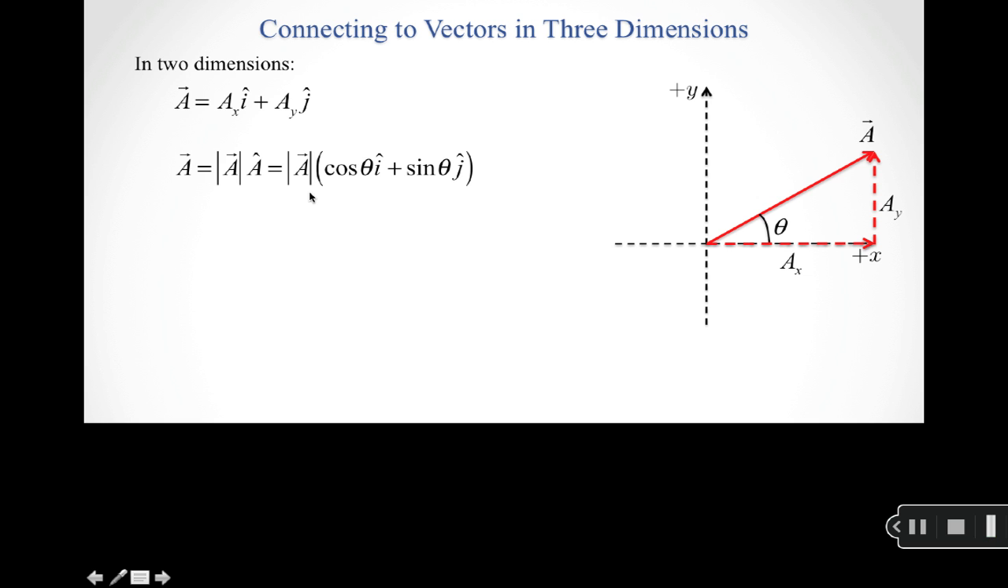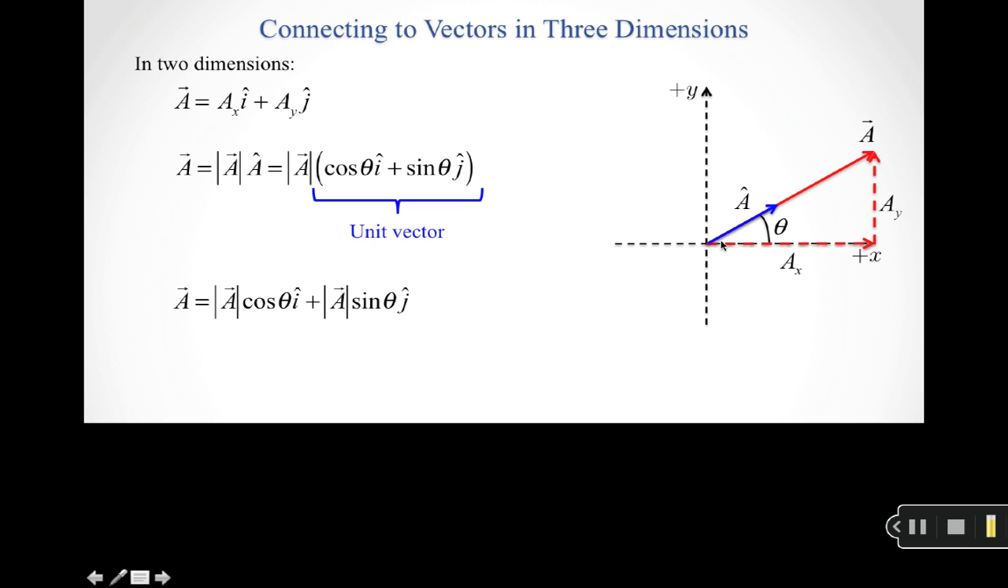So what I see is I can rewrite vector A as the magnitude of A times the unit vector, and the unit vector in this case happens to be cosine theta i hat plus sine theta j hat. So there's my unit vector. Again, if I want to check and make sure it's a unit vector, I can calculate its magnitude. And sure enough, cosine squared plus sine squared is 1. Take the square root, you still get 1. So sure enough, that's a unit vector.